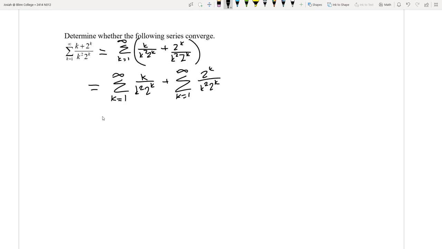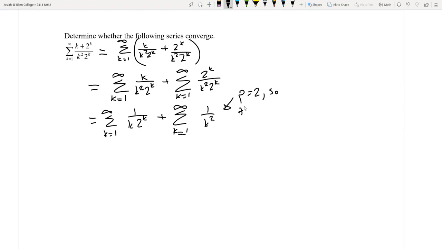We can simplify. K equals 1 to infinity. We can cancel out a little bit there. So we've got 1 over k to the k. And then on our other side here, we've got 1 over k squared. It's easy enough to establish this guy is a convergent p-series, with p equal to 2. So this is a convergent p-series.